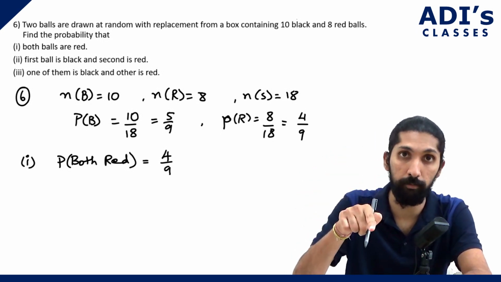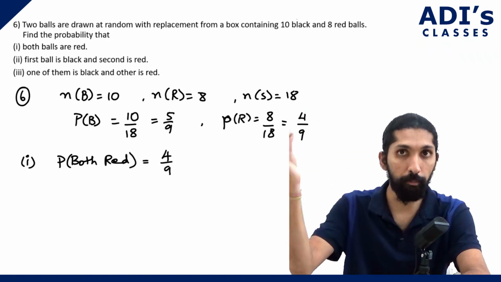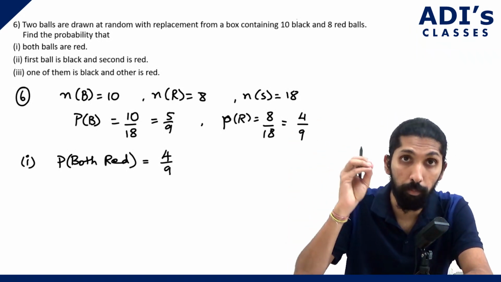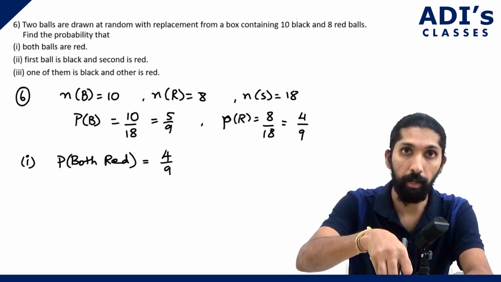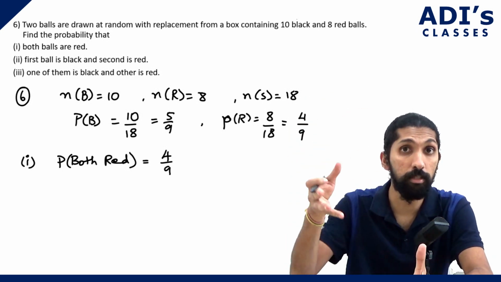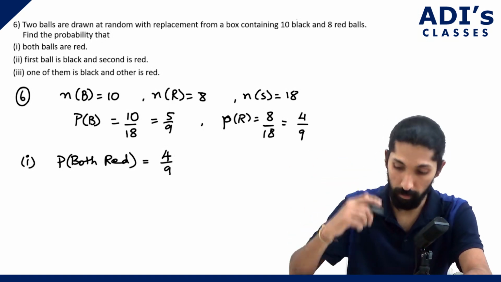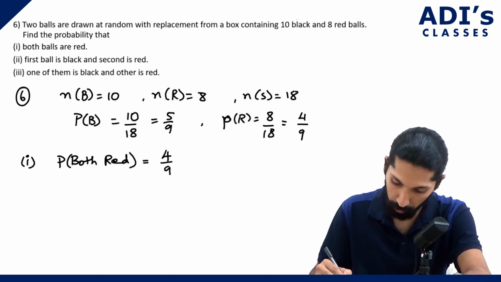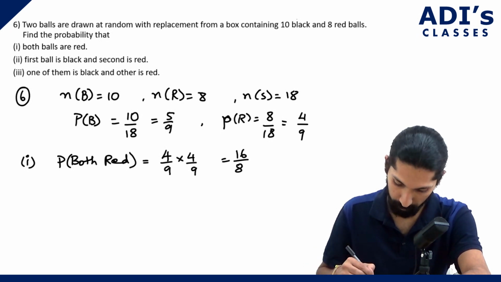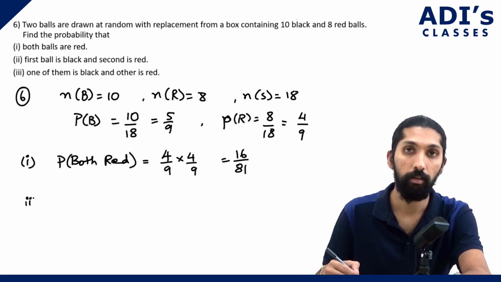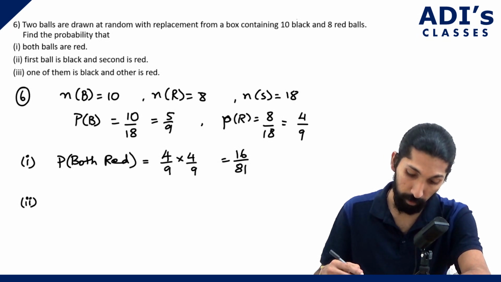That's with replacement. So again, when you're picking the red ball, don't you think the probability will be the same? Because you pick it, you put it back. So the number of balls is the same. It's not going to change. So 4 by 9 into 4 by 9. That's 16 by 81. Fine. Second one. First one is black.